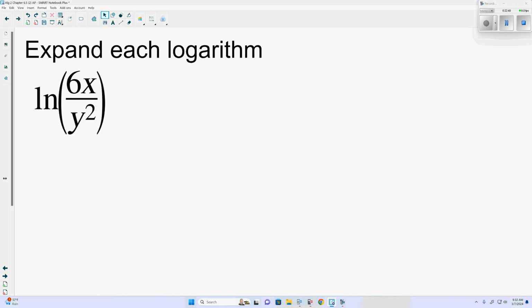The natural log of 6x over y squared. So again, quotient first. So it would be the natural log of the top, 6x, minus the natural log of the bottom, which is y squared. Nice. Then we would move on to product. So our natural log of 6x.